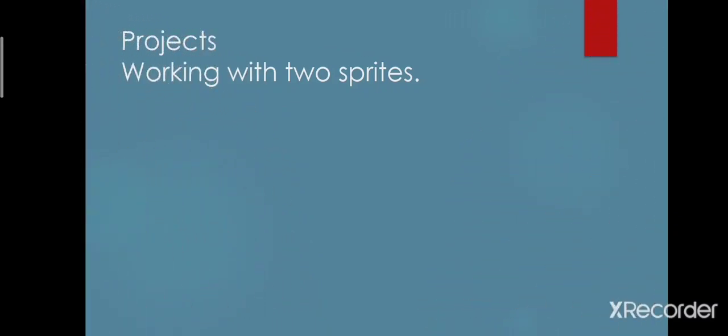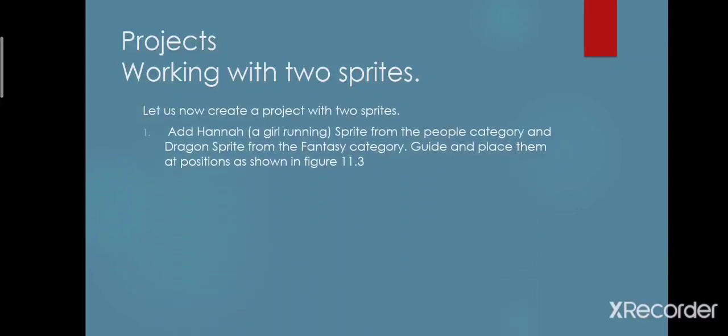Next thing we are going to discuss is projects. So working with two sprites, how are you going to work with two sprites? Let us create a project with two sprites. Add Hannah, a girl running sprite from the People category. So there is a People category and from there you have to click on Hannah. Hannah is a girl. And add a dragon sprite from the Fantasy category. So you have to go to the Fantasy category and over there click on the dragon sprite. Drag and place them at the positions as shown in figure 11.3.